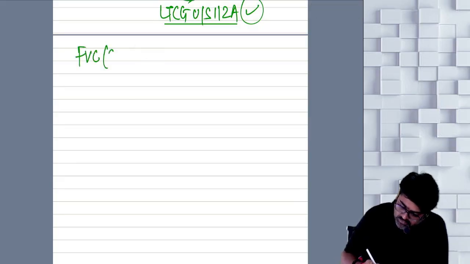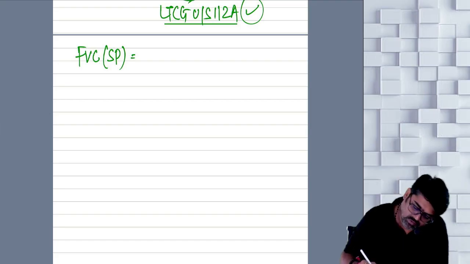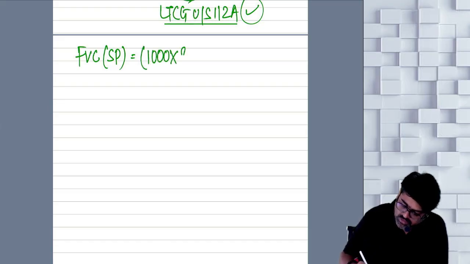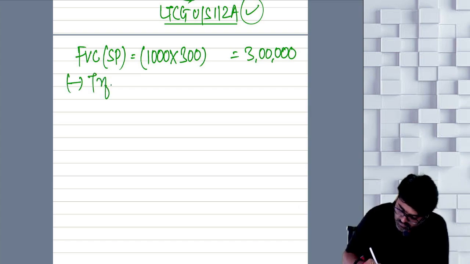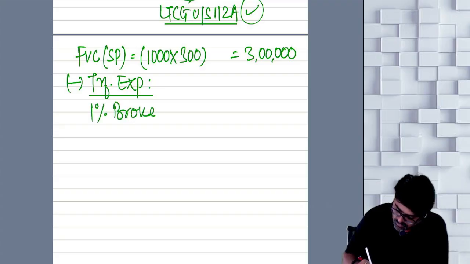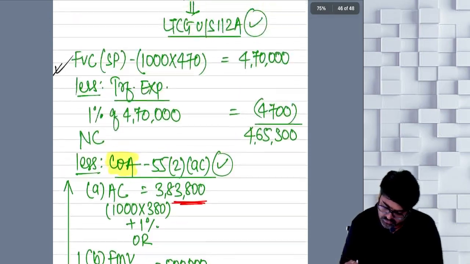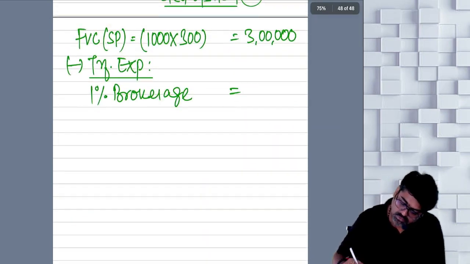Full value of consideration, which is the selling price. How much is that? 300 rupees per share. So 1000 shares you are selling at 300 rupees per share will be 3 lakhs, minus transfer expenses, which is brokerage. Brokerage was 1%. Tell me how much? 3000. Reduce that 3000.